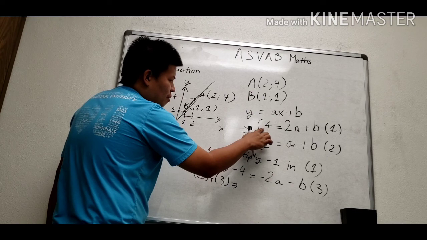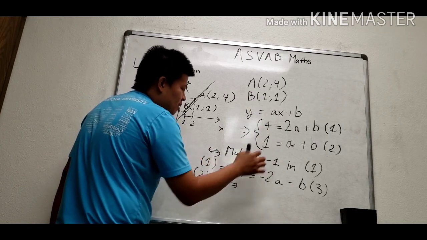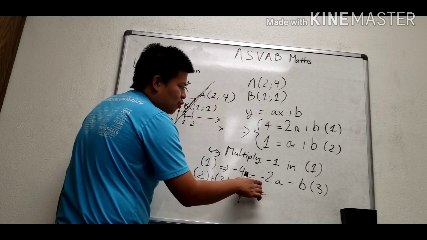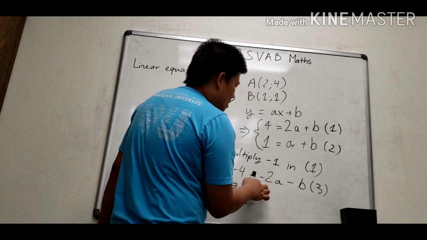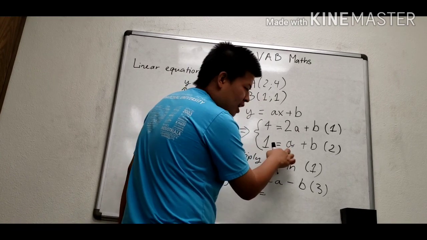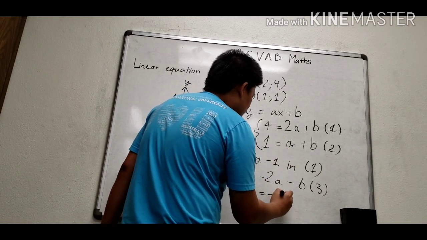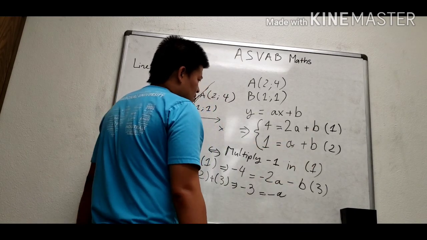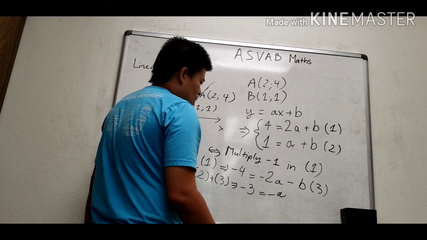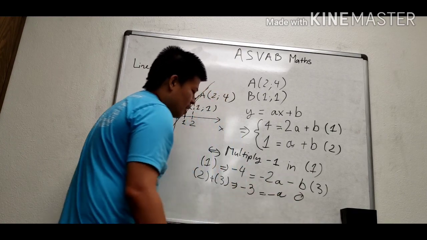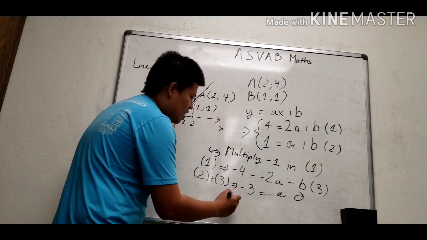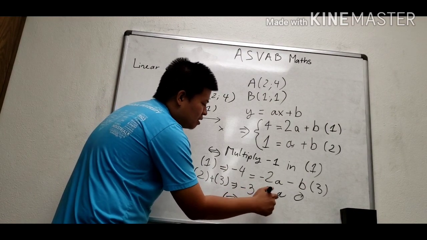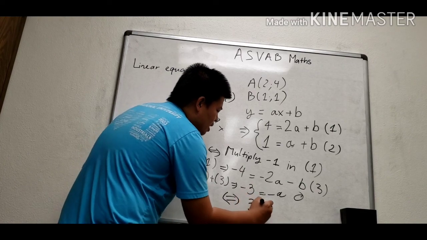So that we have the minus 4 plus 1 is about minus 3, minus 2a in here. We plus a in here is minus a. We have minus b with the b in here. So that we can go about 0, and we can calculate a in here. We divide with minus 1, so that 3 equal to a.